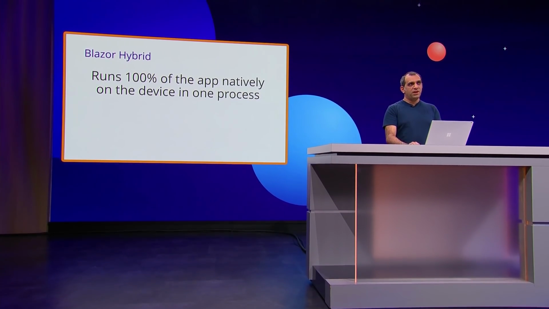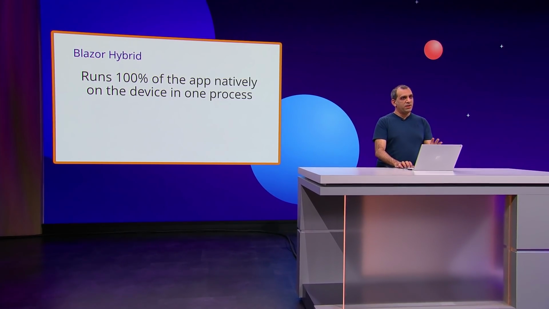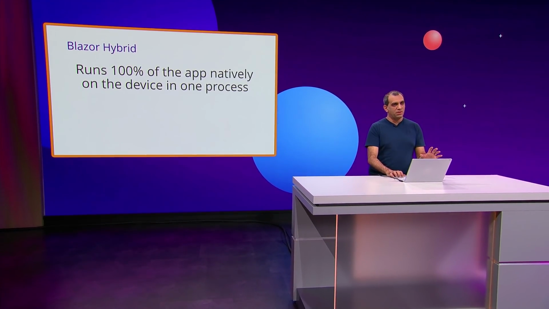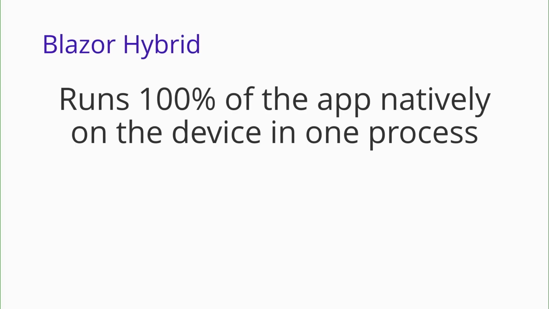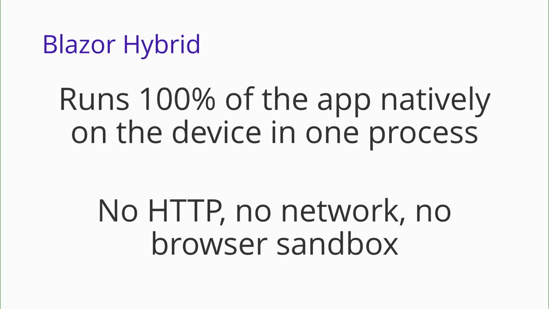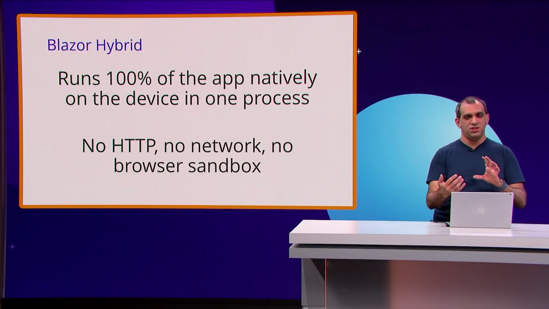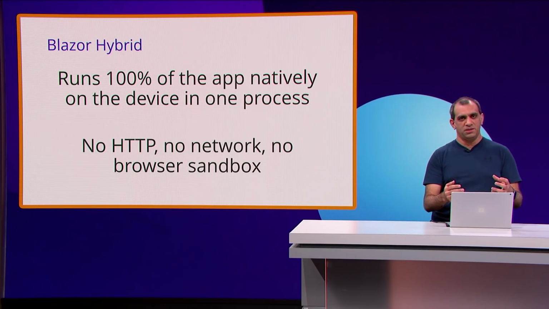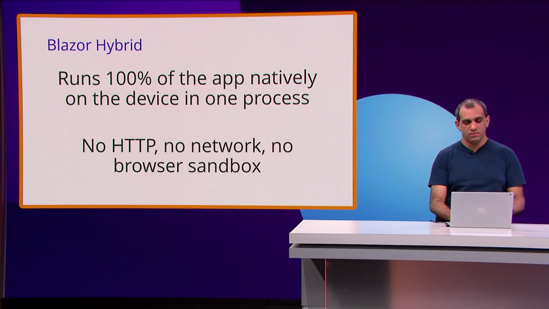Now, with Blazor Hybrid, I want to tell you one thing that you have to remember, and that's these two things, which is it runs 100% of your app natively on the device in that one process. The second thing is that there's no HTTP, there's no network, there's no browser sandbox. This is not just a window that's pointing at a website that's running remotely or running that website on some server locally on the machine, but somehow channeling that HTTP request through showing the HTML and CSS. It is running the code, all of your app code, locally and natively on the device.